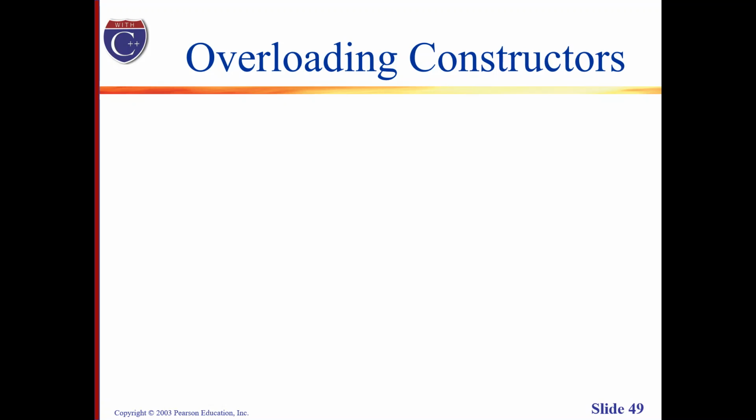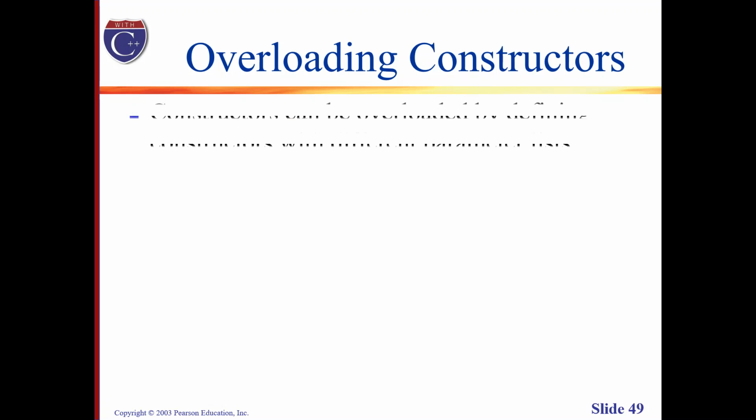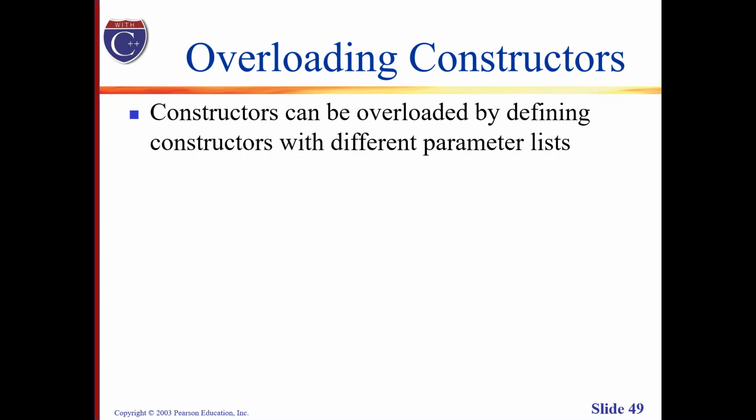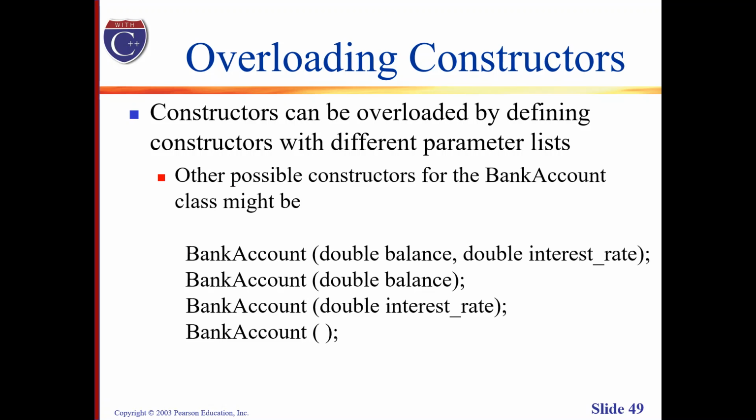And of course, just like what we did in our lesson about functions, we can also overload our constructors. Since constructors are also functions, whatever we can do with a regular function, we can also do with a member function, which is a constructor. Constructors can be overloaded by defining constructors with different parameter lists. In terms of difference, its version may have different data types, different number of arguments, or no arguments at all. Here's an example.